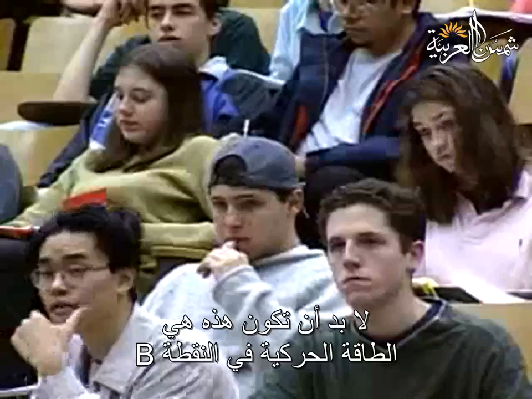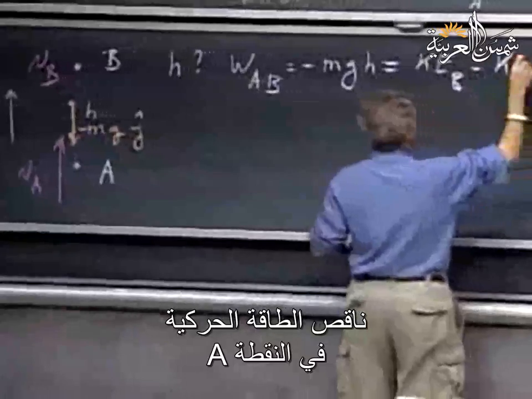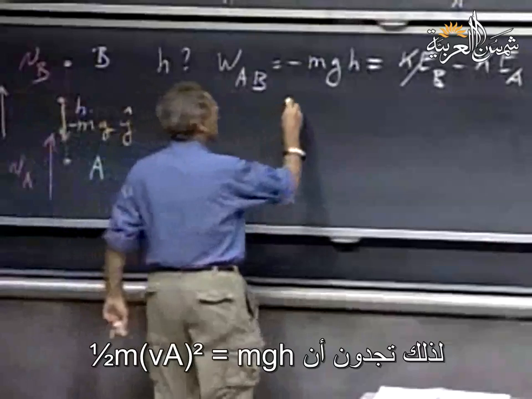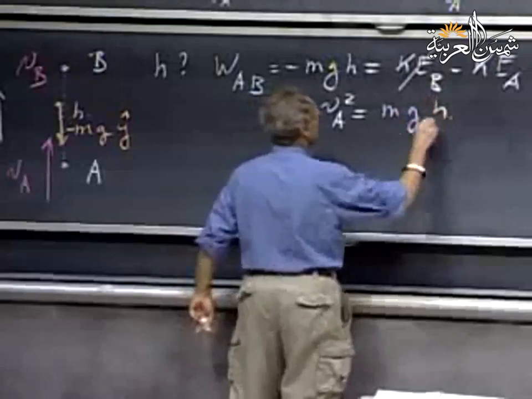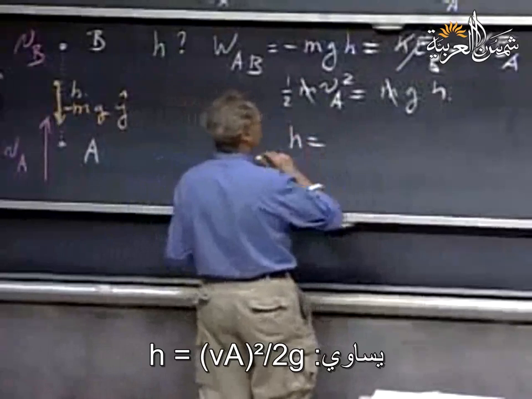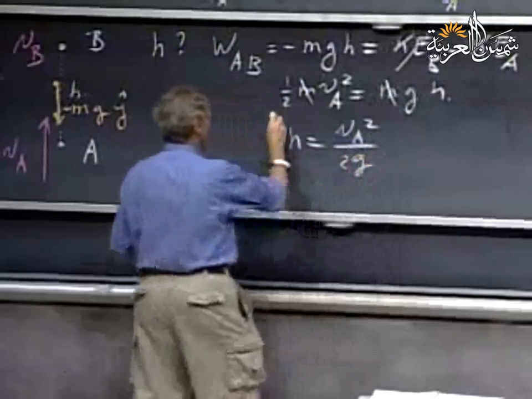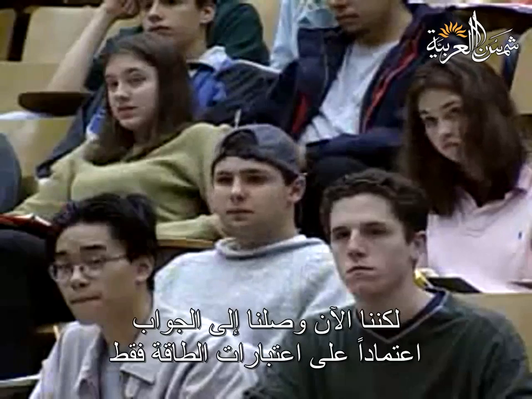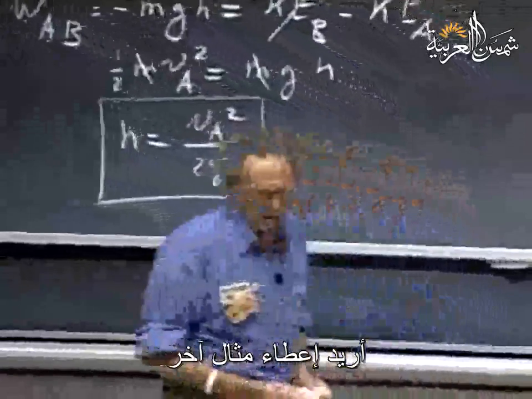That must be the kinetic energy at point B minus the kinetic energy at point A. This is 0 because it comes to a halt here, and so you find that 1/2 m VA squared equals mgh. m cancels, and so you'll find that the height that you reach equals VA squared divided by 2g. And this is something we've seen before. It was easy for us to derive it in the past, but now we've done it purely based on energy considerations.